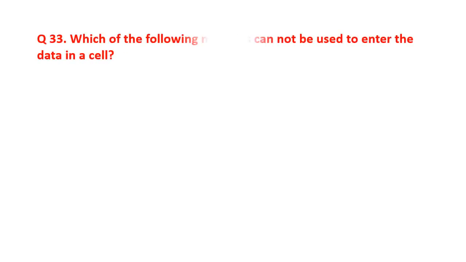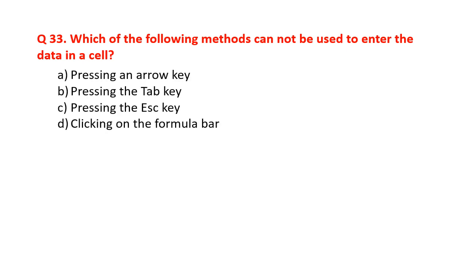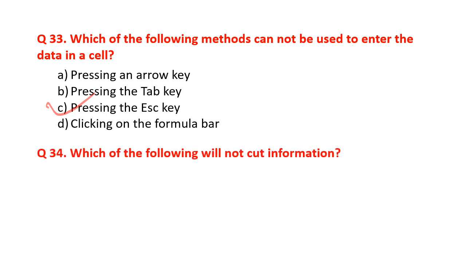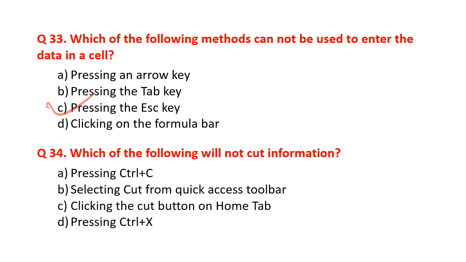Next question. Which of the following methods cannot be used to enter the data in a cell? Here are the options. Option A, pressing an arrow key. Option B, pressing the tab key. Option C, pressing the escape key. Option D, clicking the formula bar. So right answer is pressing the escape key. Next question. Which of the following will not cut information? If you press Ctrl+C, this will copy, this will not cut. So this is the right answer.